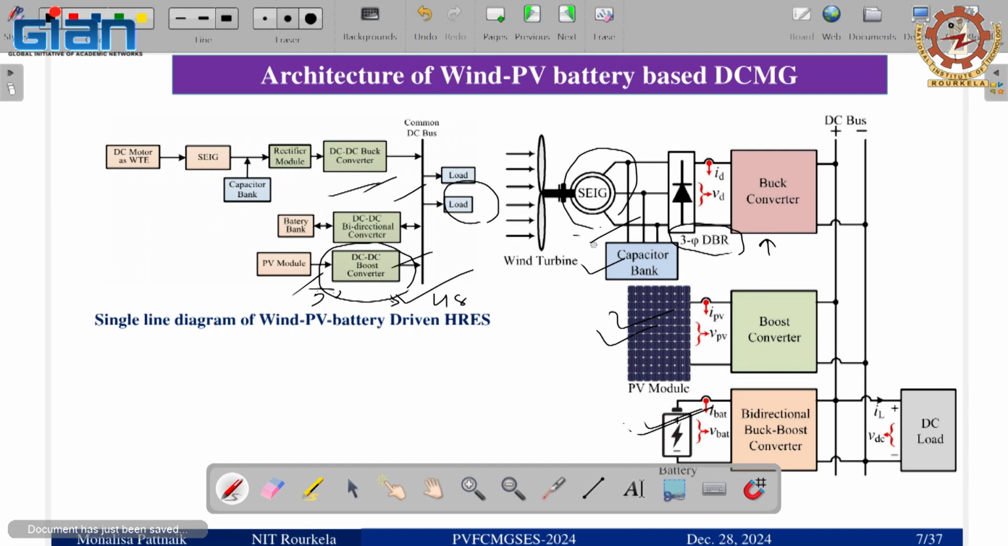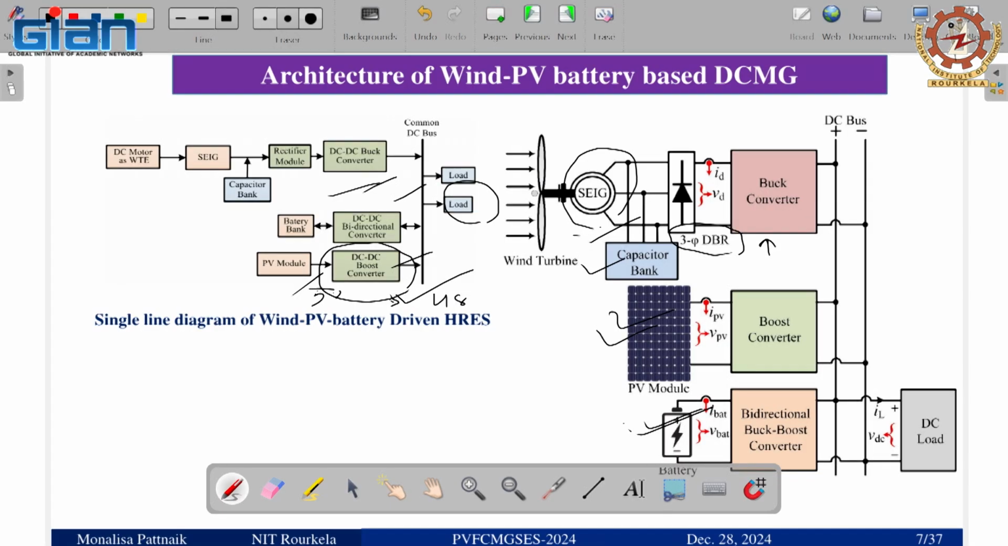But normally, for medium and very high power, in the megawatt range, from some hundreds of kilowatts to megawatts, we go for DFIG operation. But for low power, less than 10 kilowatts, nowadays we go for SEIG as well as PMSG. We have also developed the system with PMSG, but here I am giving the example with a self-excited induction generator.